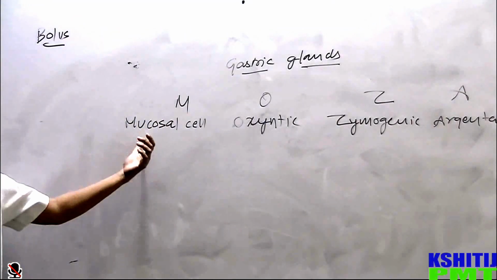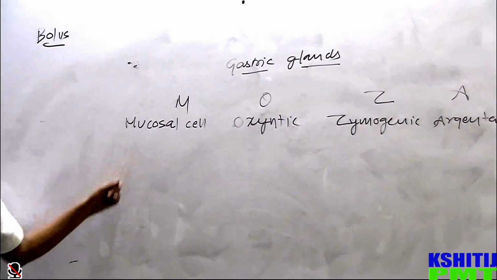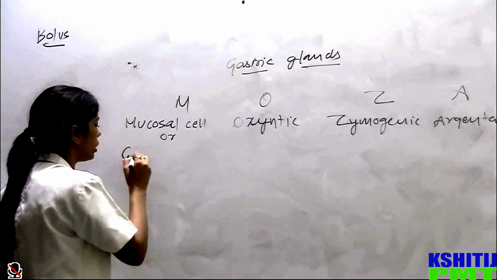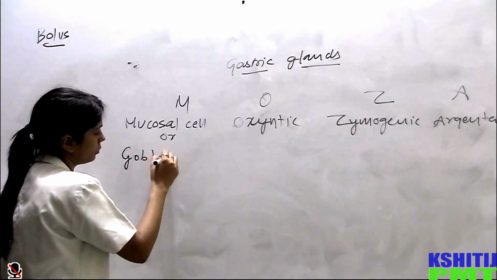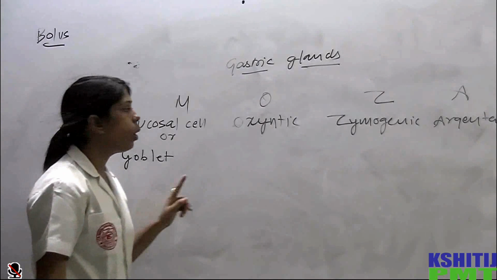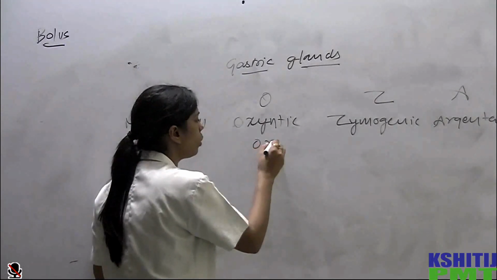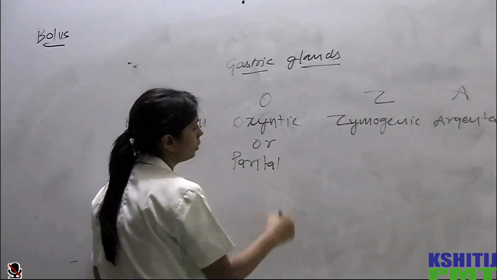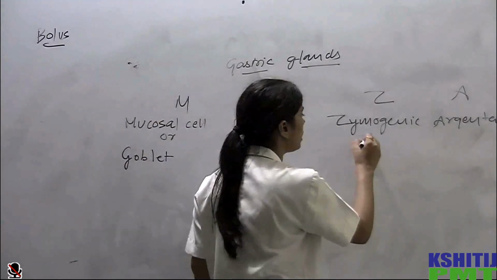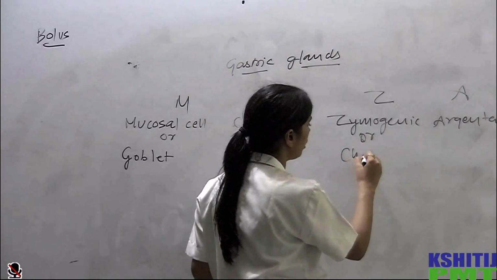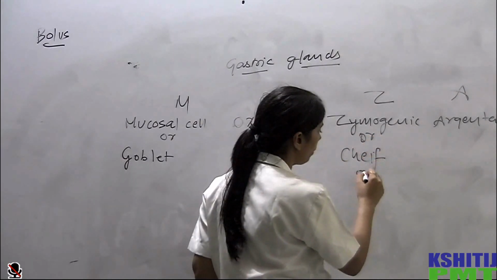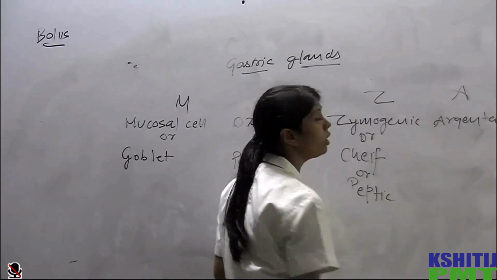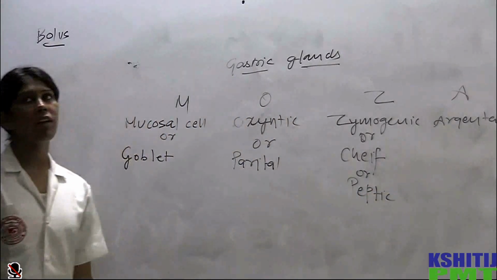Now here, mucosal cells are also called goblet cells. Oxytic cells are also called parietal cells. Zygogenic cells are also called sheath cells or peptic cells. Argenta cells don't have any other name.